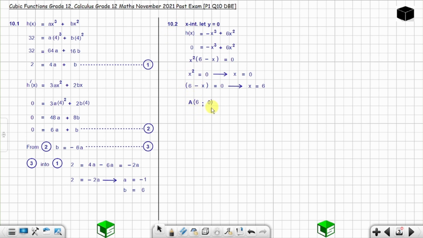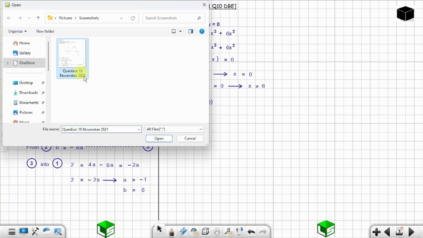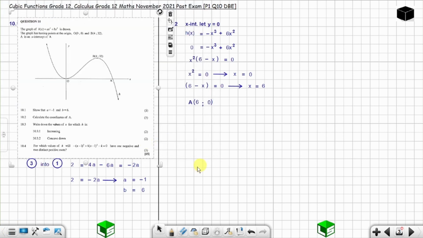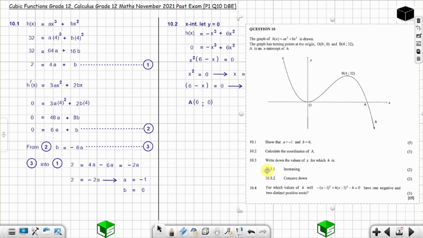Now it's question 10.3. Write down the values of x for which h is 10.3.1 increasing. The question is 2 marks. Write down the values of x for which h is increasing.